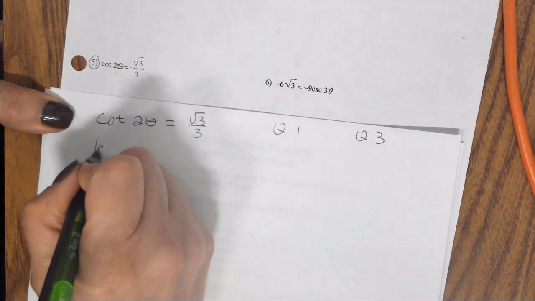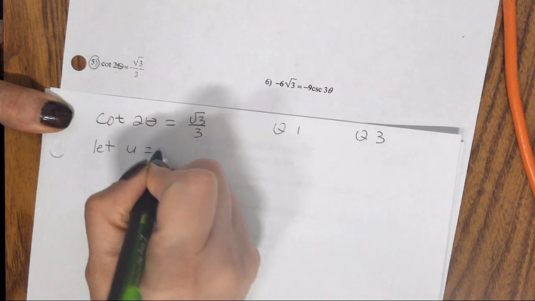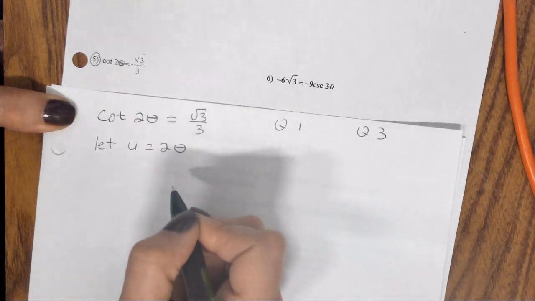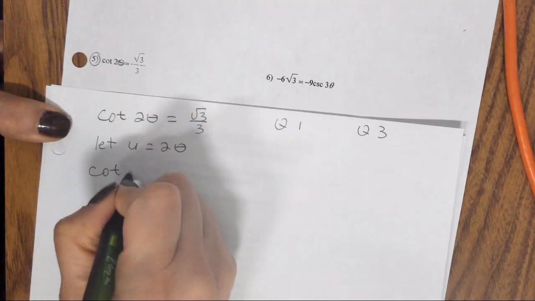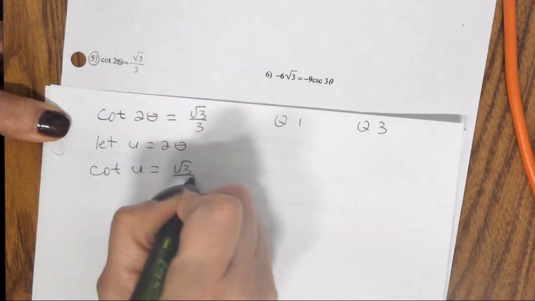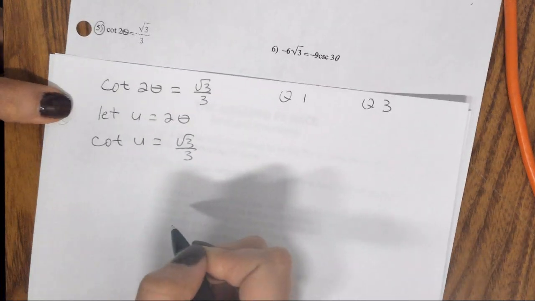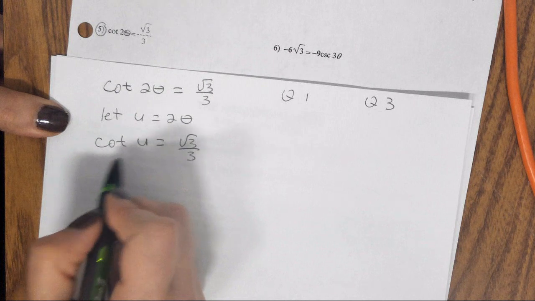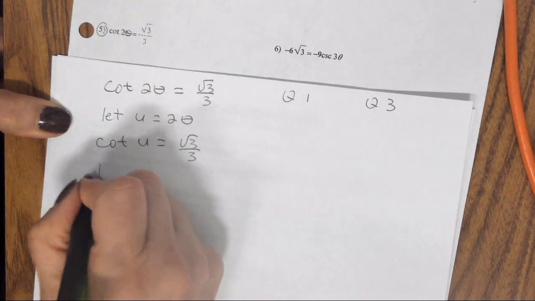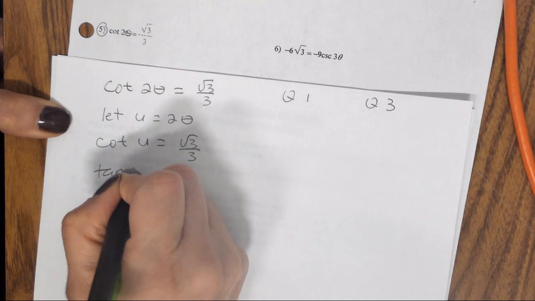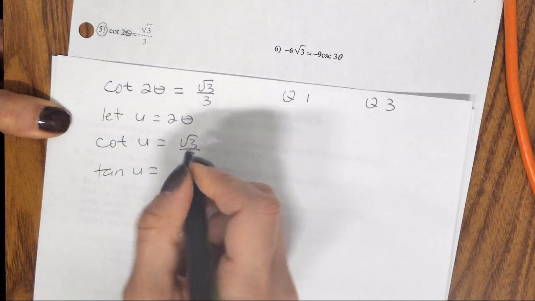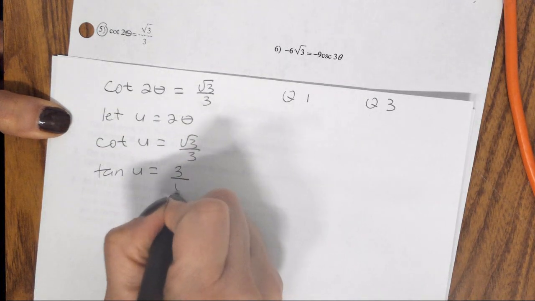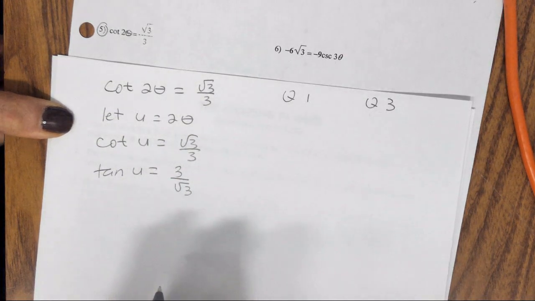First off, why don't we let u equal 2 theta? Because now if I replace the 2 theta with u, this looks like a problem that I know how to solve. But it is one of my reciprocal functions, and I don't have a cotangent button, so if cotangent of u is radical 3 over 3, then tangent of u must be 3 over radical 3.